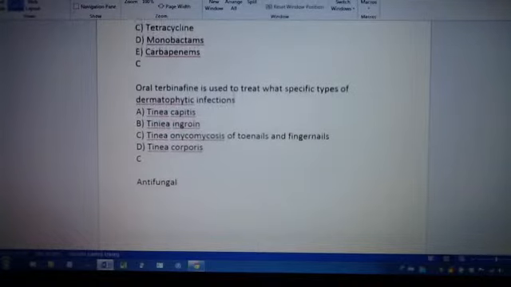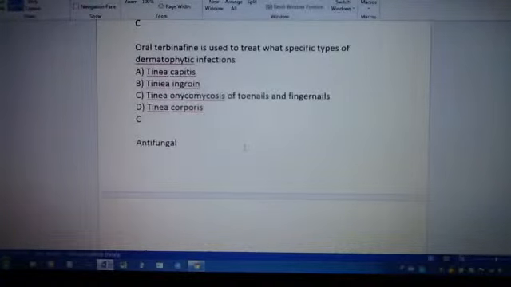Okay, next one. Oral terbinafine is used to treat what specific types of dermatophytic infections? A. Tinea capitis, B. Tinea inguinalis, C. Tinea onychomycosis of toenails and fingernails, and D. Tinea corporis. And the answer is C. Tinea onychomycosis of toenails and fingernails.